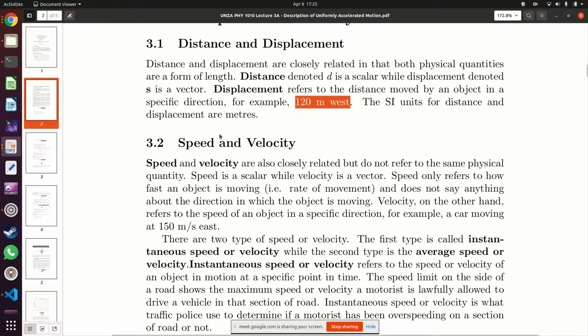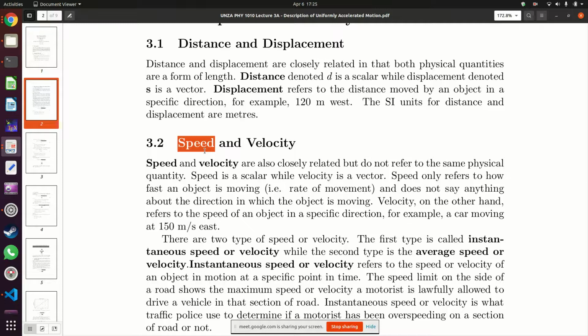The next quantities we're going to use to describe this motion are speed and velocity. These two are related. One of them is a scalar, the other one is a vector. Speed is a scalar, meaning that it has got size but has got no direction. Velocity is a vector, meaning that it has got size and direction.